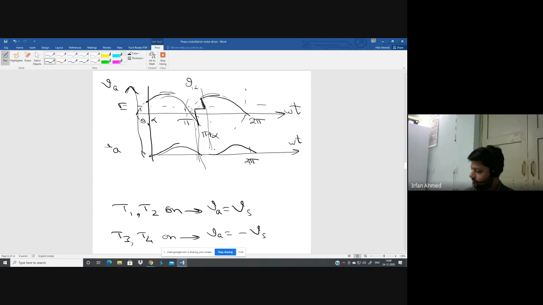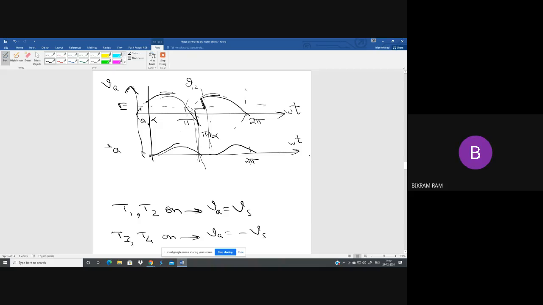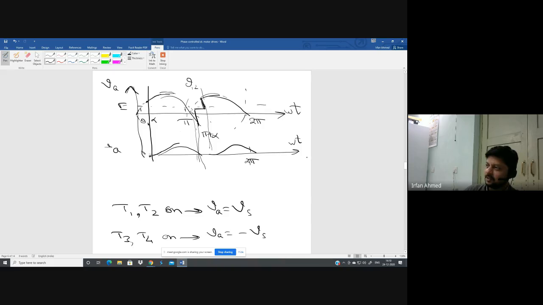The question I'm asking is, after 2 pi, can I come back to 0? Can I draw the waveform after this here? Yes, because it is cyclic in nature, it will repeat itself. So after 2 pi, I can come back to 0. So this part I've drawn here.